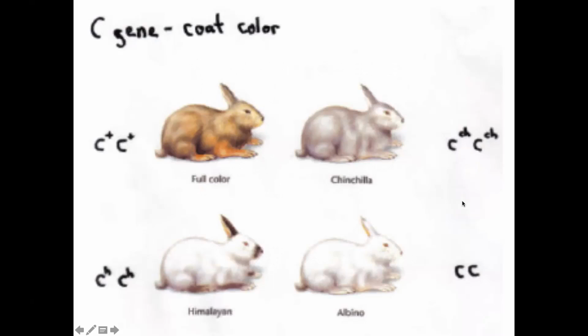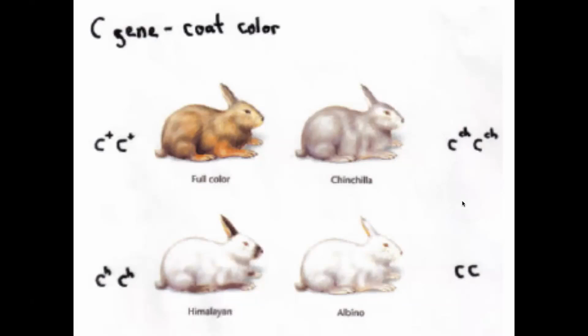So here's another example of an allelic series. In this case, there are 4 different alleles at a single gene. This is another mammal. We used the horse coat color earlier. Now we're looking at coat color in rabbits. There's a gene that determines that particular phenotype. It's called the C gene.